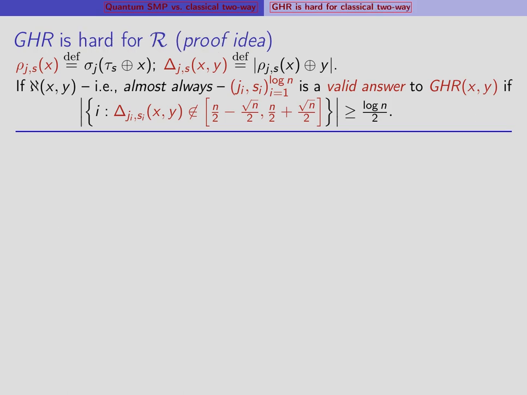Our lower bound on the complexity of the GHR in the classical two-way model is somewhat involved technically, but intuitively it follows the very standard route of analyzing large rectangles. Namely, we show that no large rectangle can be sufficiently biased towards one of the correct answers to the problem GHR.